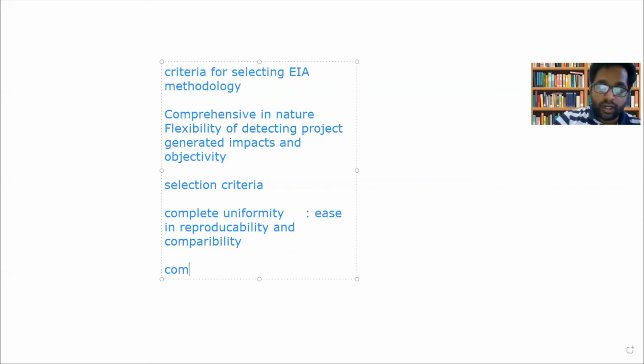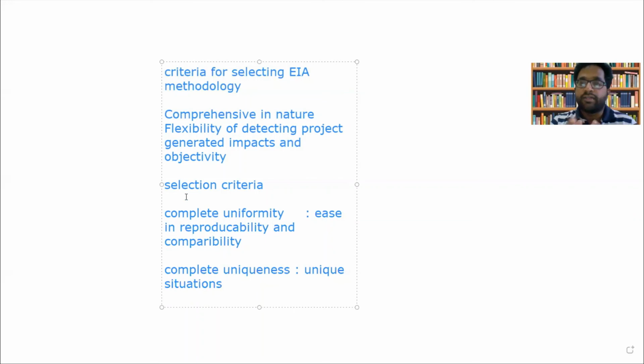The second one is complete uniqueness. For complete uniqueness, the basic thing is that all the different situations will be unique. We cannot have a comparison of the different situations. So that is the other criterion.